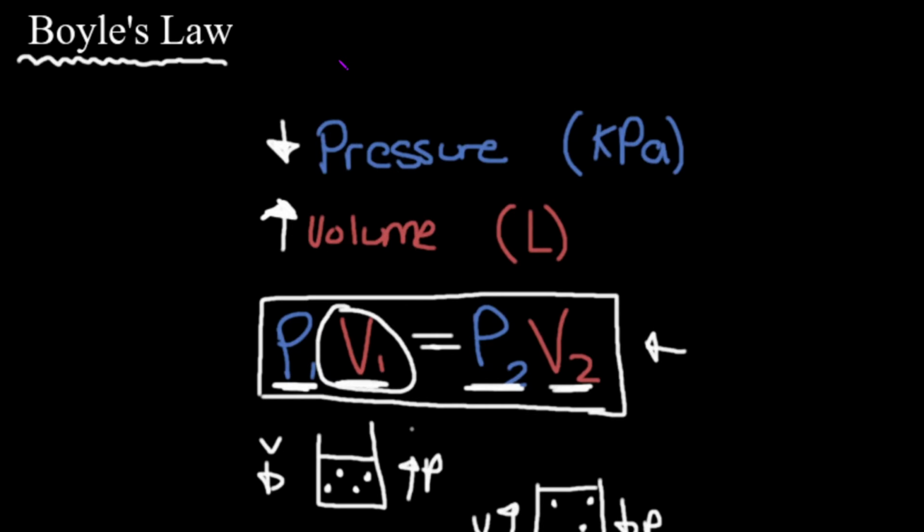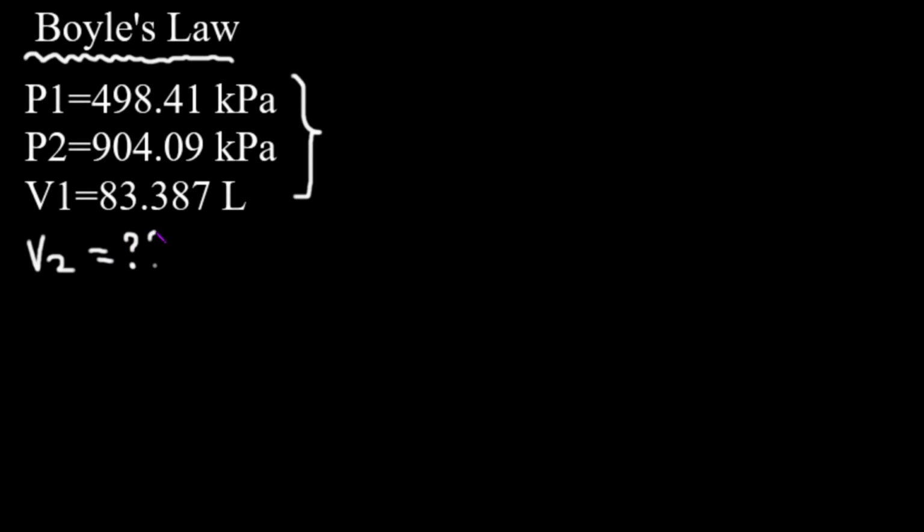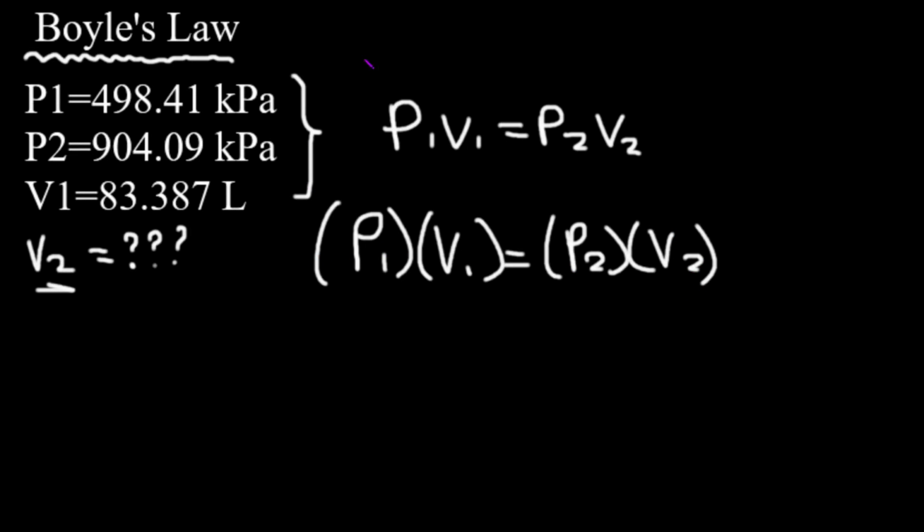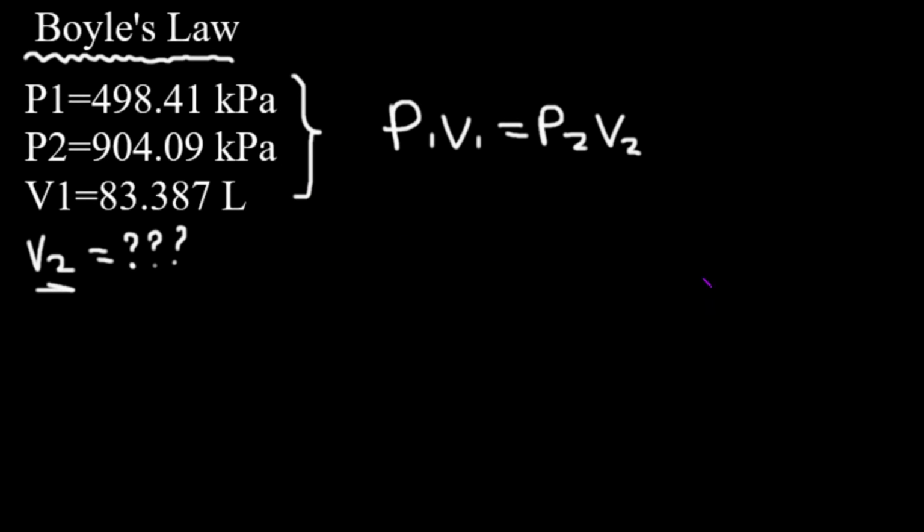Alright, let's move on to an example question. The variable that you don't have, right here, is V2. So let's write out the equation first, and let's substitute what we know. That would be the first step, generally speaking. So you have P1 V1 is equal to P2 V2. For those who want a more visual understanding, this could also be represented as P1 times V1 is equal to P2 times V2. It essentially means the same thing, it's just that when there are brackets, it could be a little easier to follow. Alright, so now let's replace what we know.